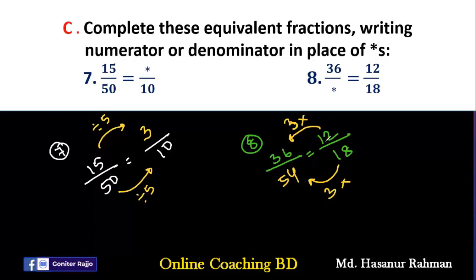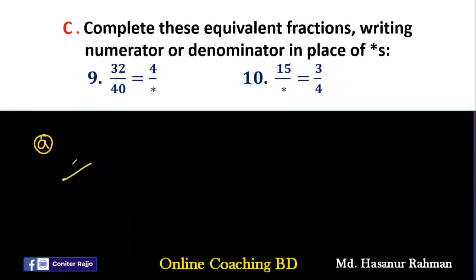Now number 9. Number 9 says 32 divided by 40 equal to 4 divided by star. So how can you solve this problem? Very simple. Look, 32 to 4. That means we have to convert this 32 into 4. How can you convert? 32 divided by 8, it will be 4. 32 divided by 8 is 4. That means 40 divided by 8, that will be 5.